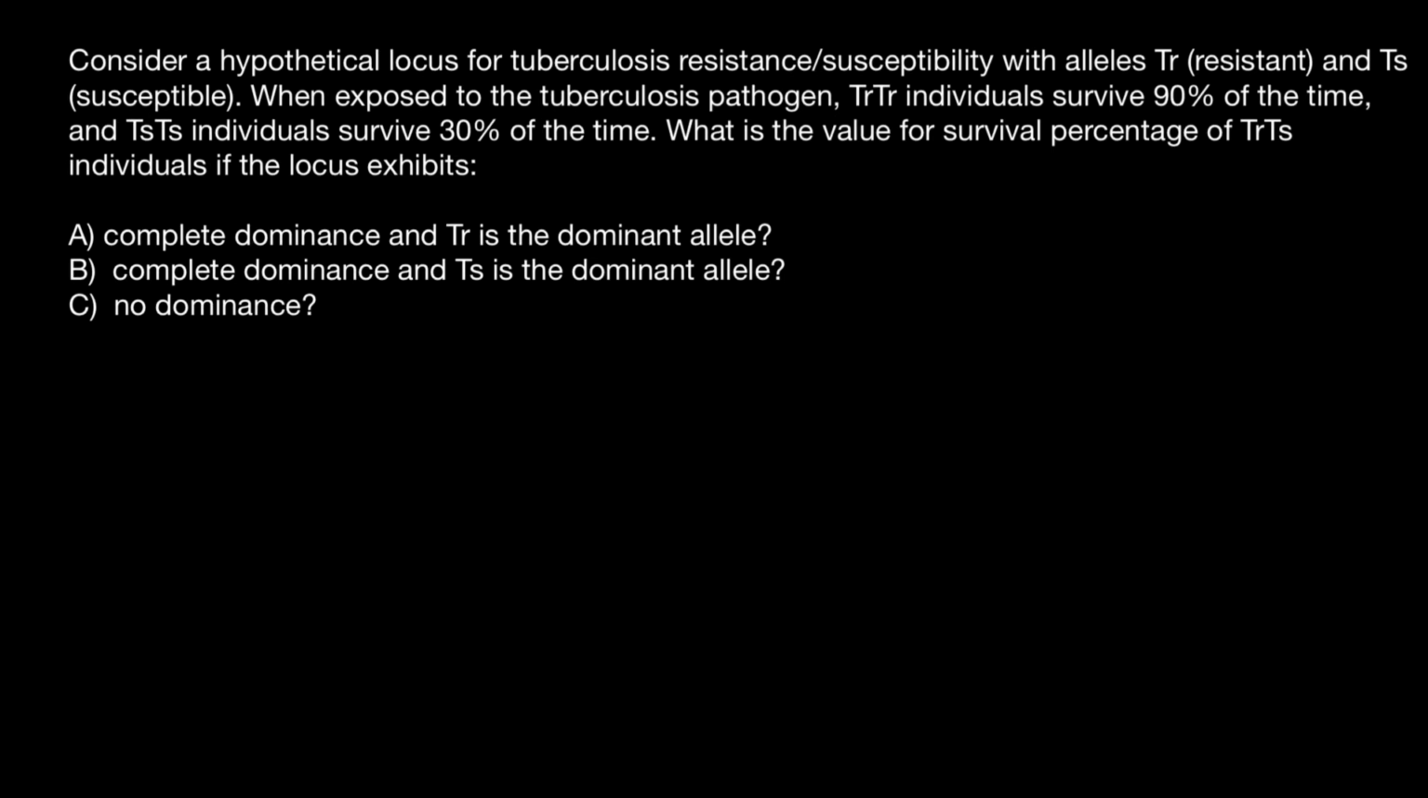Consider a hypothetical locus for tuberculosis resistance and susceptibility with alleles TR (resistant) and TS (susceptible). When exposed to the tuberculosis pathogen, genotype TR individuals survive 90% of the time and genotype TS individuals survive 30% of the time. What is the survival percentage of TS individuals if the locus exhibits three variants? Variant A, complete dominance, where TR is the dominant allele.